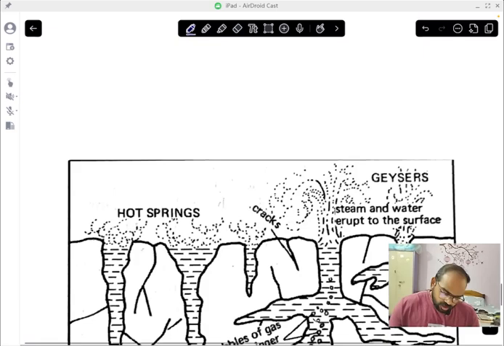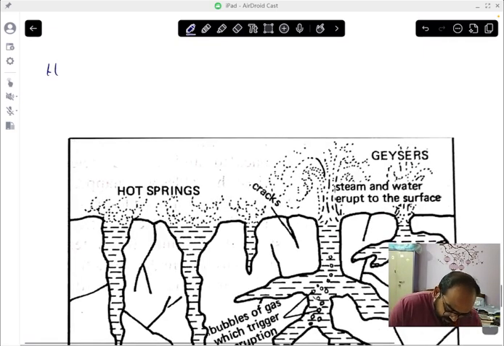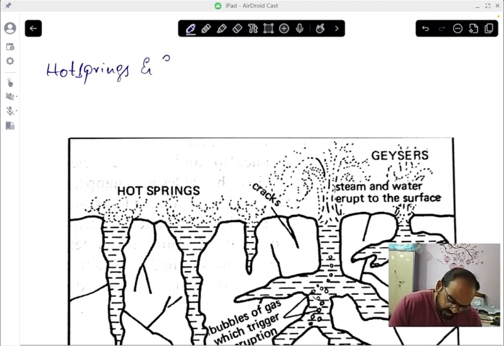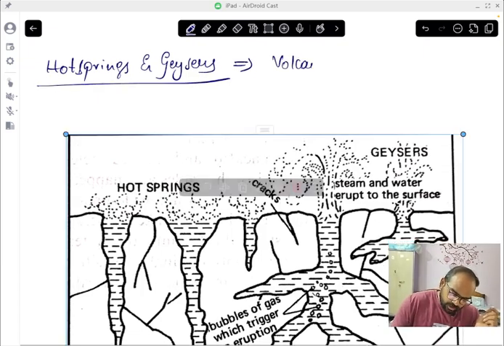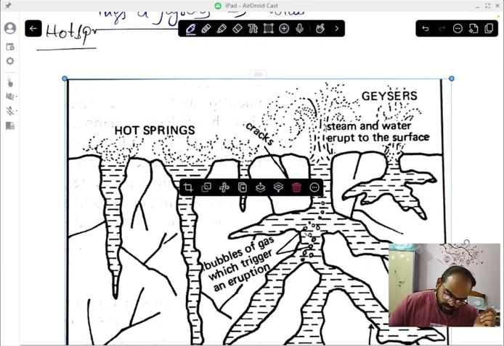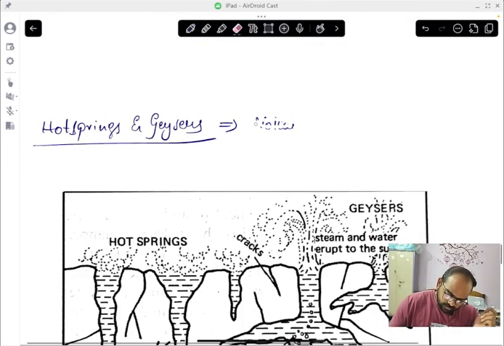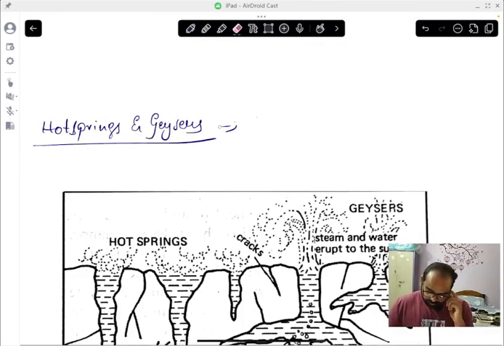Another topic is hot springs and geysers. It is a very small thing, nothing to worry about. Hot springs and geysers. These are the structures associated with a volcanic region. Geysers are the structures associated with a volcanic region.